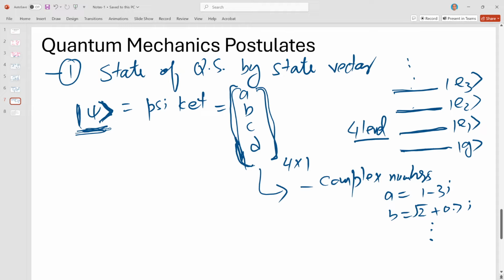So these A, B, C, D are complex numbers, and the dimension of this state ket is equal to the number of total possible observable states of the system. So if it's a two-level system, it would only be a 2 by 1 column vector. If it is a 10-level system, there would be 10. And if there are infinite levels possible, for example, in an atom or in many other systems, there is an infinite discrete set of states that are possible. So in that case, this vector would be infinite. But in this course, we are only going to be dealing with finite systems.